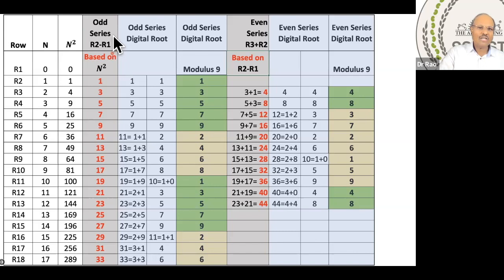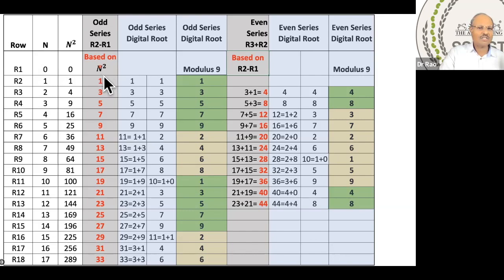So here it is based on this very simple series, R2 minus R1. So this is R2 and this is R1. So I take 0, 1, 2, 3, 4 up to 17. Then I take the square of that number. And then I am doing the R2 minus R1. So 1 minus 0, 1. 4 minus 1, 3. 9 minus 4, 5. 16 minus 9, 7. So this is a way of generating the odd number series. It doesn't matter whether the number is positive or negative because we square it.